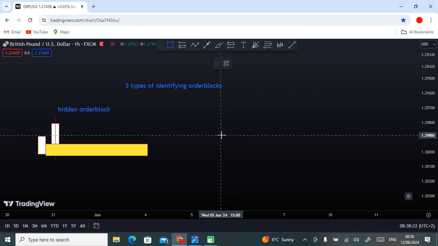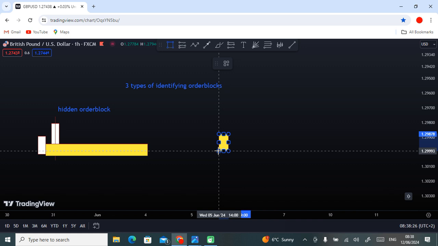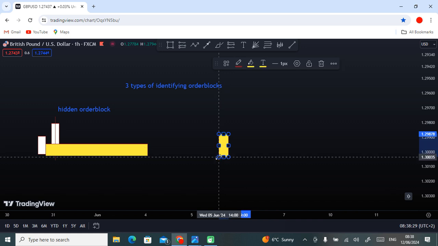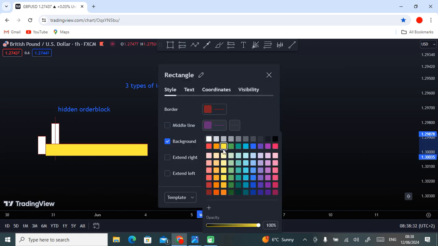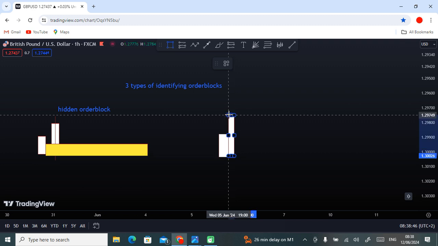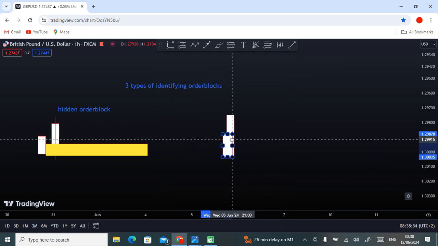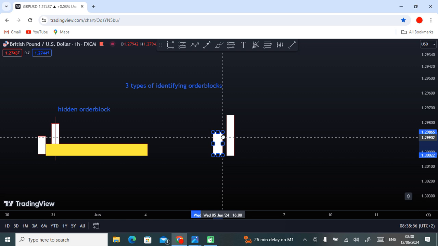Made a mistake there, sorry about that. Let me just draw first. Just draw this one. Background, let's make it white. No problem. Then let's draw another one, the bigger one. The subsequent one will engulf.